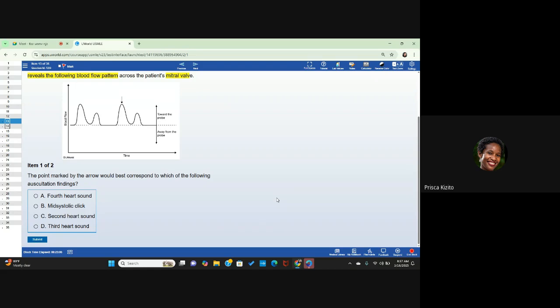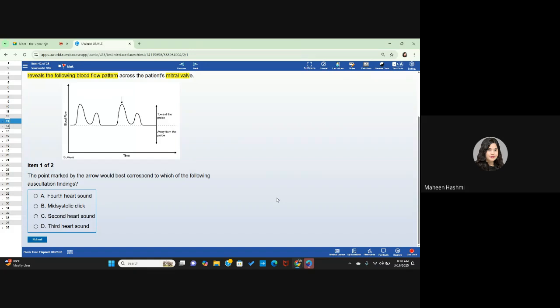Come on, guys. S3. Heart sound. Third heart sound, because of increased volume in the rapid filling phase. It should be D, third heart sound. Is the third heart sound normal or abnormal? Abnormal. Okay, very good.